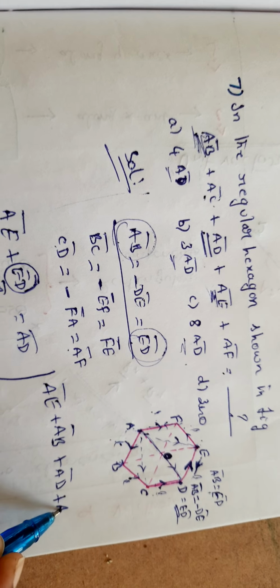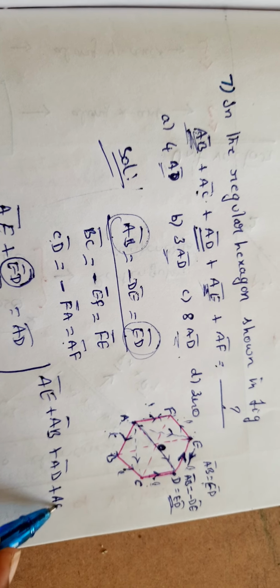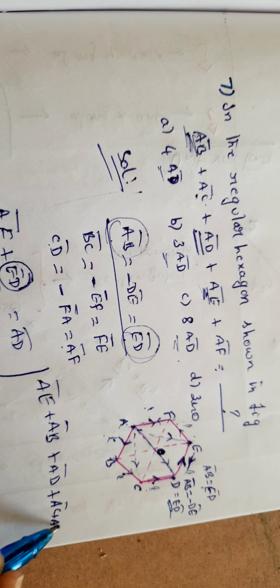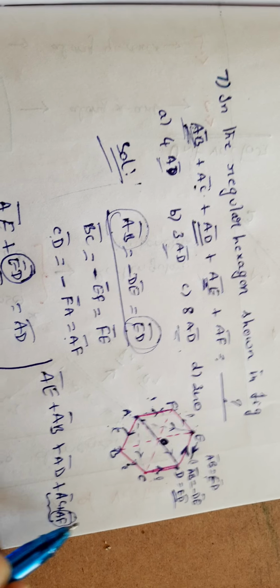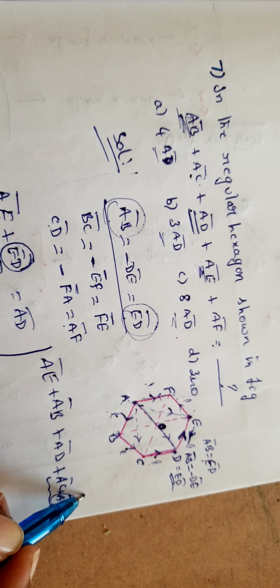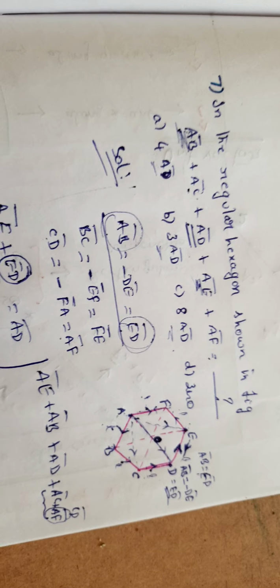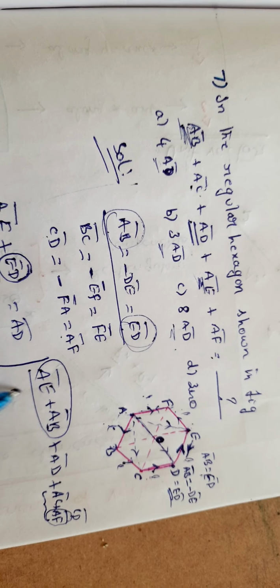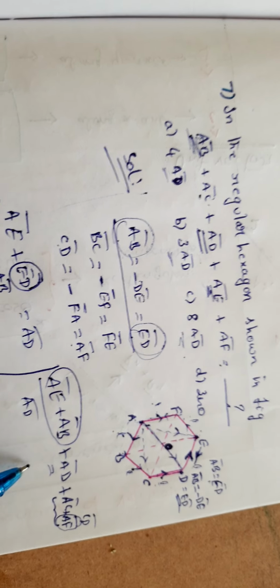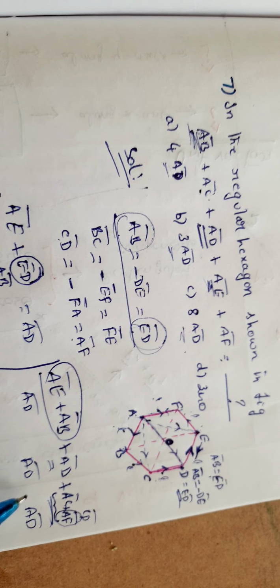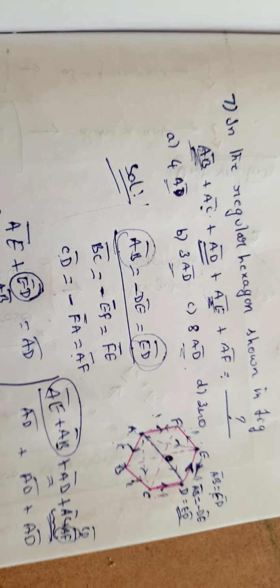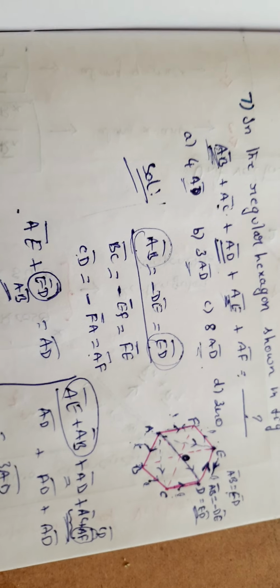Absolutely right. So now I will write it as AC bar plus AF bar. So these two things, because this AF bar is equal to CD bar. Therefore these two will become AD bar. This is another AD bar. And now these two again is AD bar. So fantastic. It is 3 AD bar.